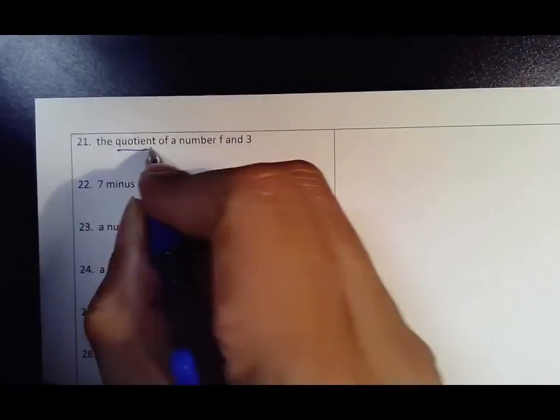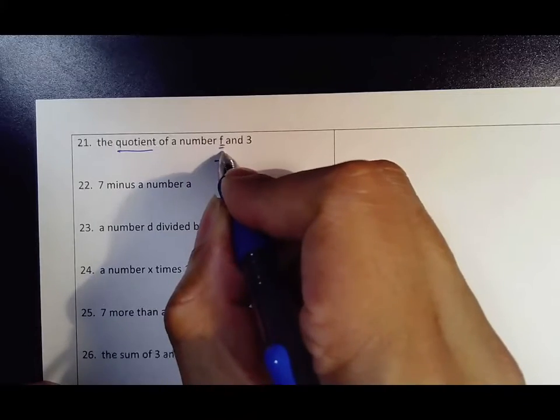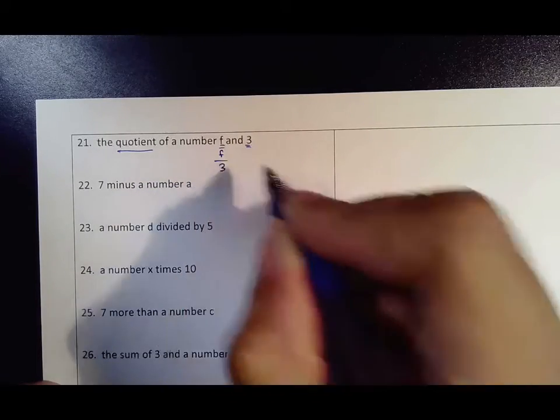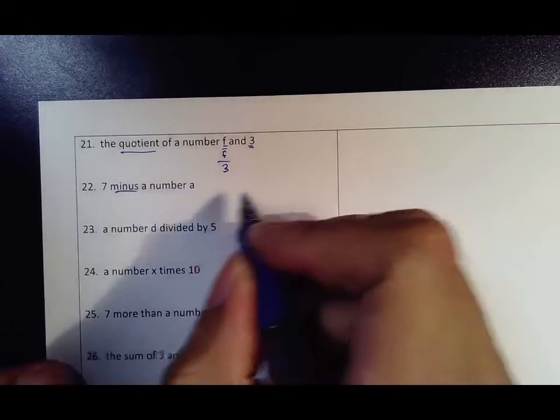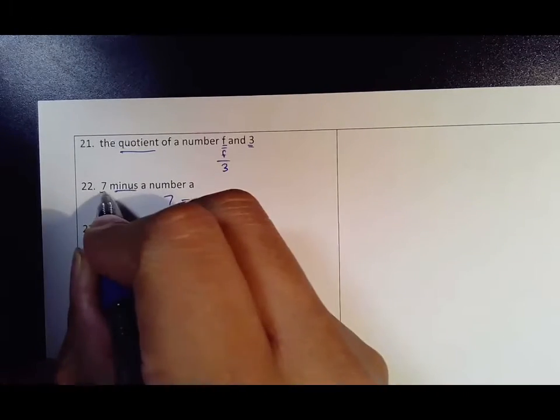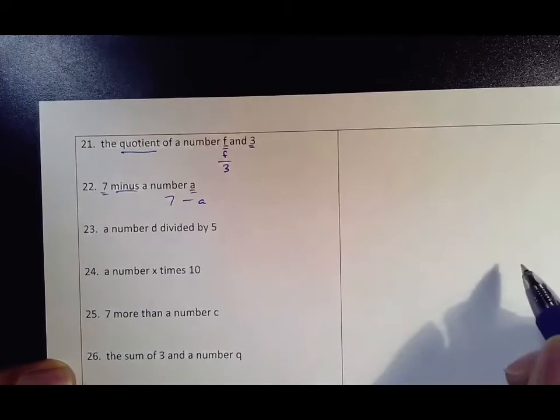Quotient of f and 3. Quotient means we're going to write it like a fraction. F goes first. 3 goes second. That is all. 7 minus a number a. So minus, 7 is first. A is second. That's it.